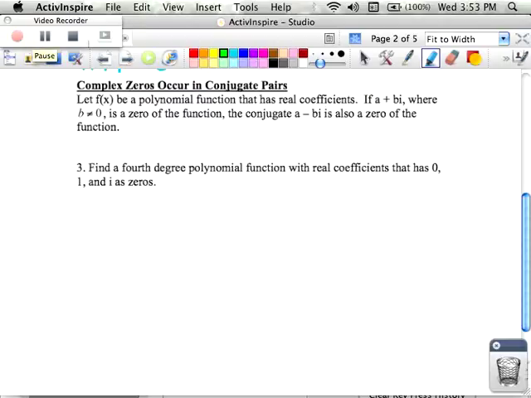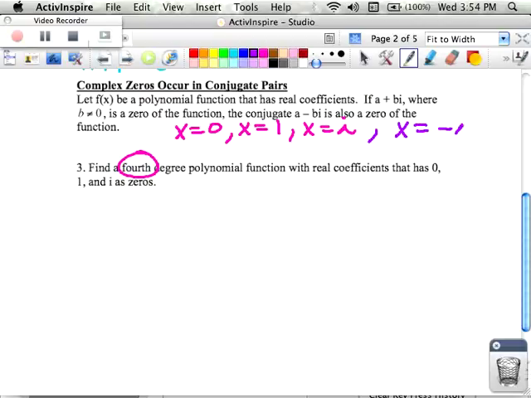In number 3, we're going to start backwards. They're going to tell us that we have a 4th degree polynomial, which means that I should have 4 roots. And then they also tell me that I have 0, 1, and i as zeros, which means that x equals 0, x equals 1, and x equals i are solutions. But that's a problem because they said it's a 4th degree, which means I have to have a 4th one. So that means I have to have another imaginary, or in other words, the conjugate pair, which would be x equals the opposite of i, because one has to be positive and one has to be negative.